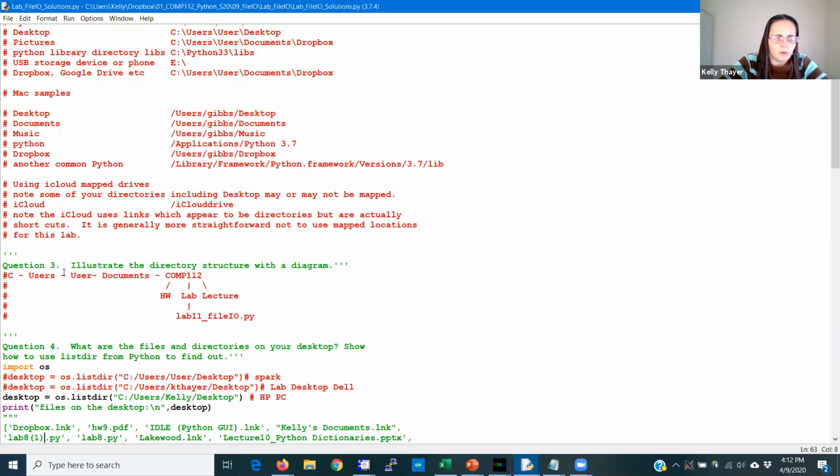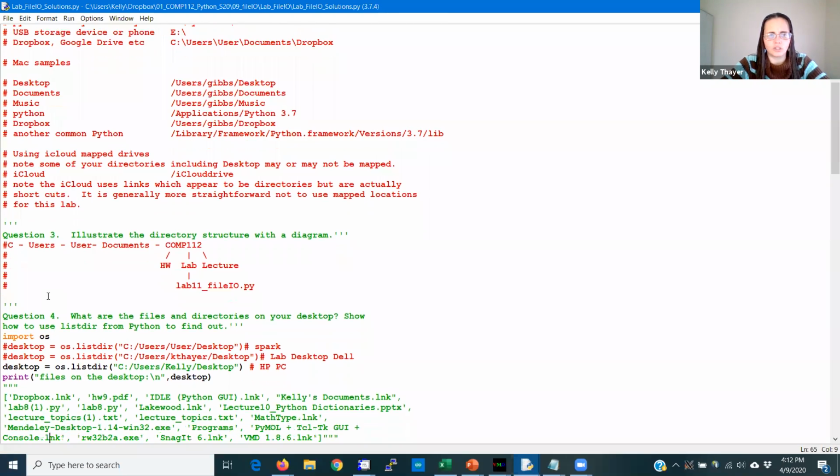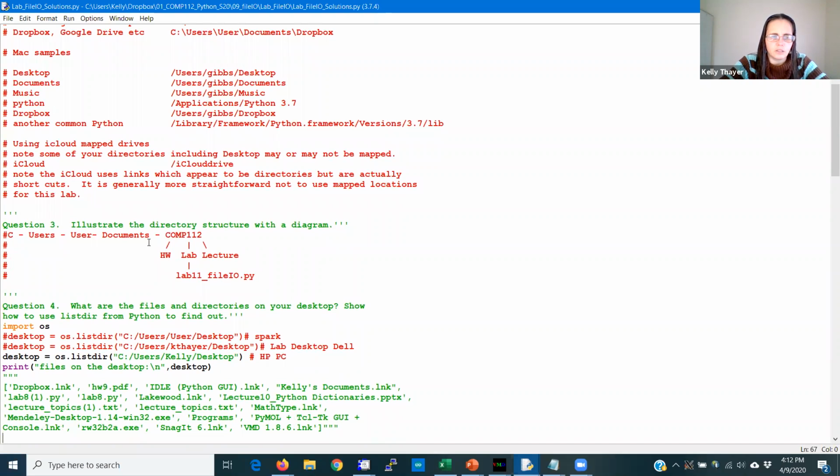Another thing people were asking about is question 3, to illustrate the directory structure with a diagram. Some people didn't really understand what I was looking for, but I was thinking something kind of like this, where you just use ASCII characters to show how the directory would be set up. You do not actually have to make all of that file structure, just show the tree and basically demonstrate that you understand how the directory tree structure is set up, like we saw in the picture in the slides.